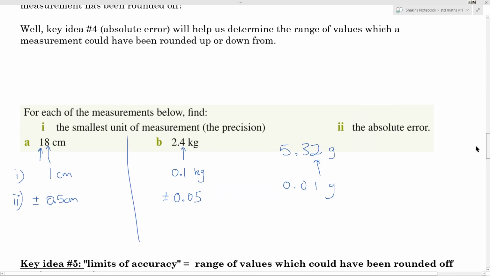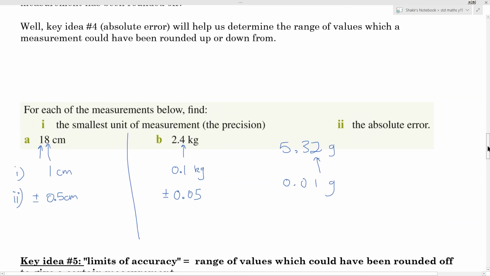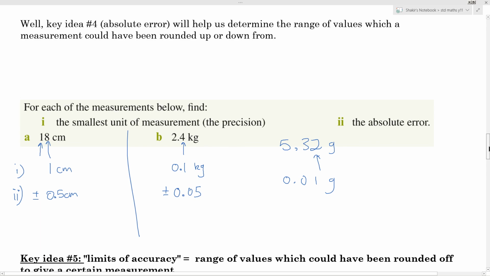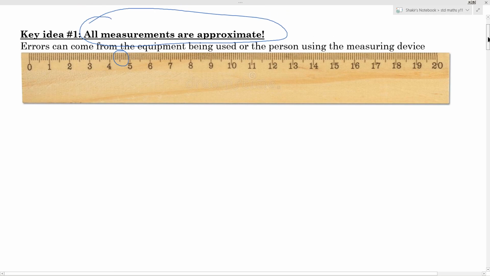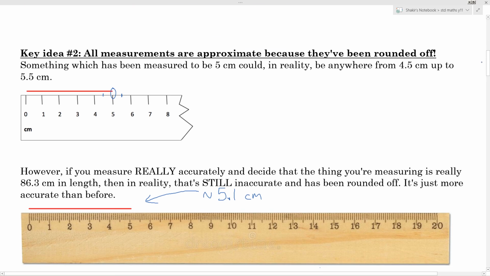I don't want to confuse you. You can rewatch the video, make sure you understand each one, and the main idea is that everything is an approximation because it has been rounded off, and we're just finding what it has been rounded off from. That's the main idea of this topic.